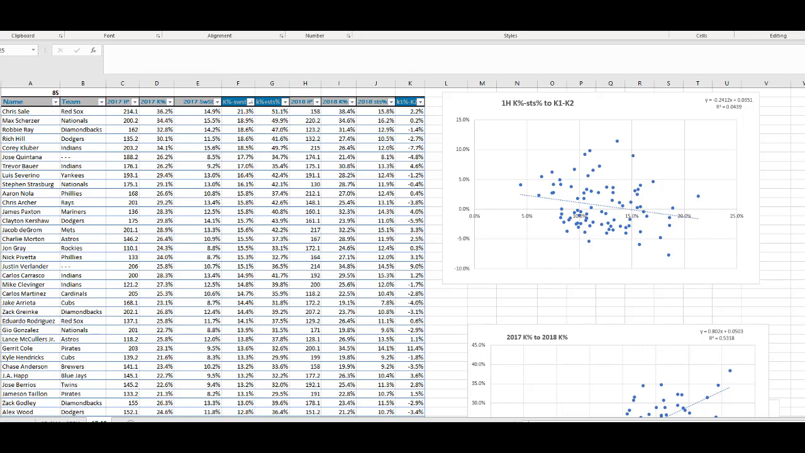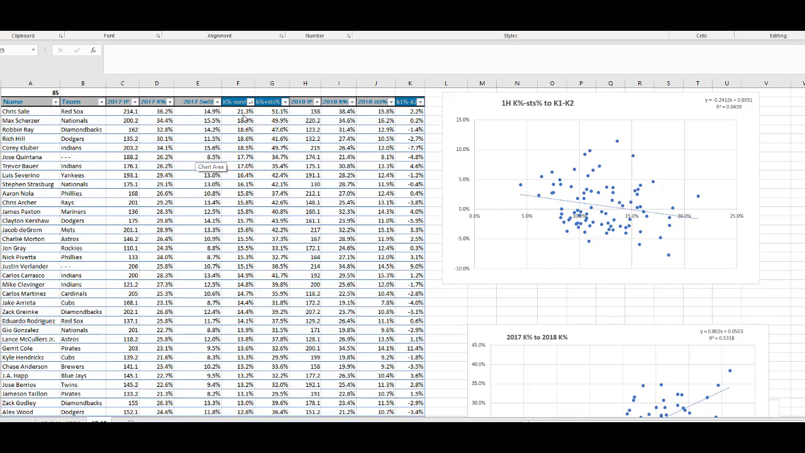So we did this data study, and this is kind of what we found. This is how we did it. We'll take Chris Sale for an example. His strikeout rate in 2017 was 36.2%. His swinging strike rate was 14.9%. So the spread, the difference between strikeout rate and swinging strike rate, is 21.3%. The hipster theory is the higher this number, the more likely they are to regress.